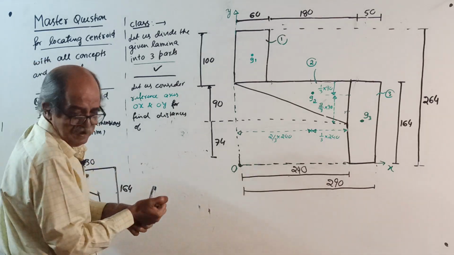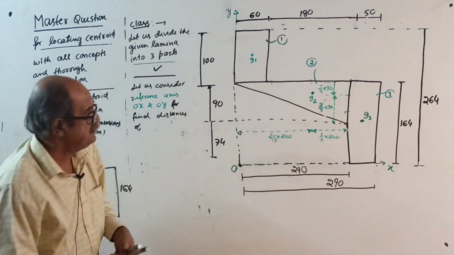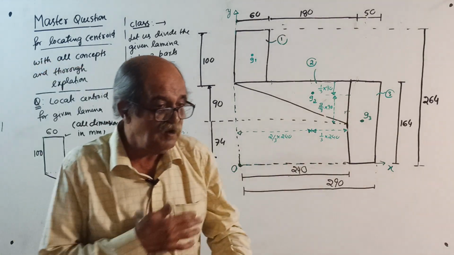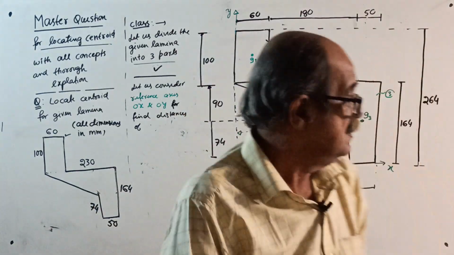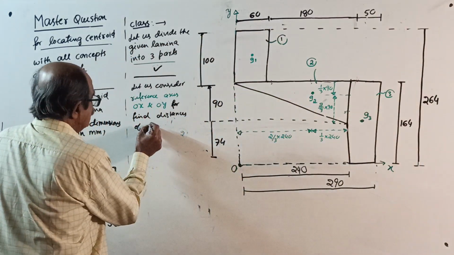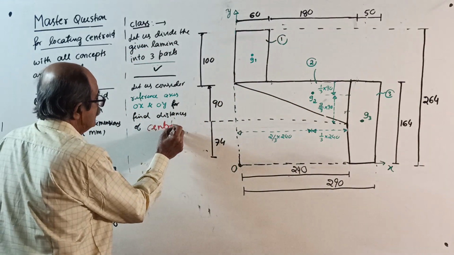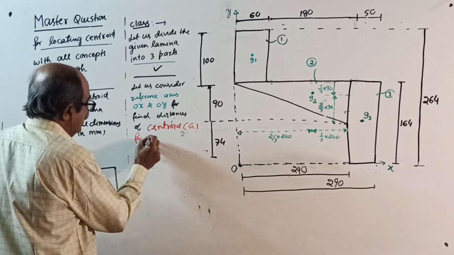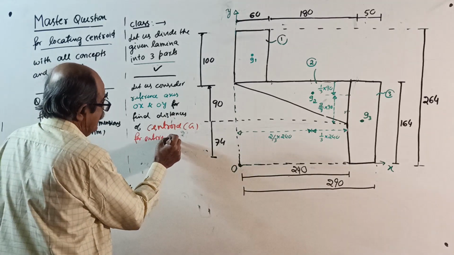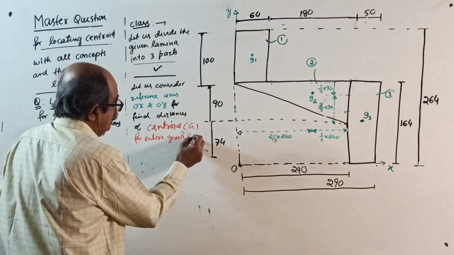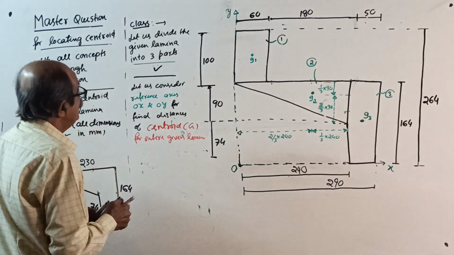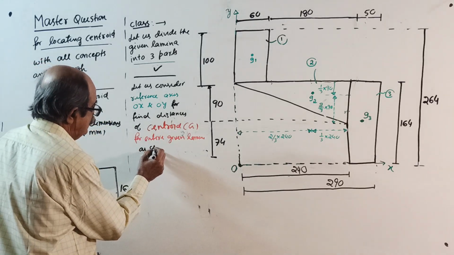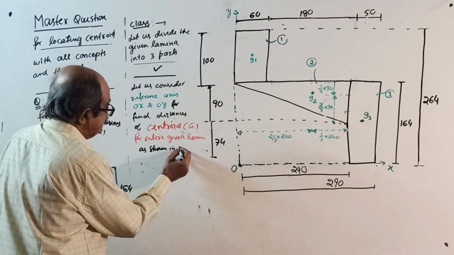Red color required. Centroid means full red color. Where is red color here? Here. Distance of centroid G for entire given lamina. I will not waste time now. Given lamina, OX, OY. Where? As shown in figure. As shown in next sketch.